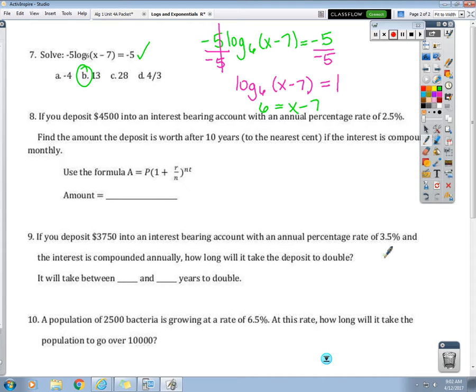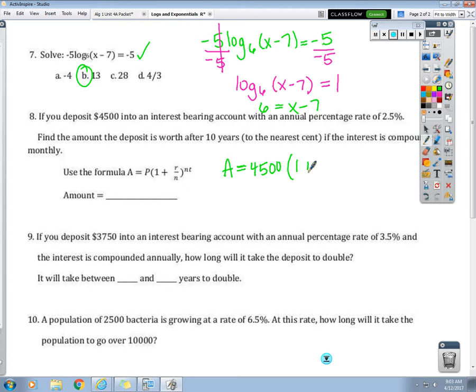If you deposit $4,500 into an interest-bearing account with an annual percentage rate of 2.5%, find the amount the deposit is worth after 10 years to the nearest cent if the interest is compounded monthly. Use the formula A equals P times 1 plus R divided by N raised to the NT power. So they tell you the formula to use. A equals what will go in the P place. Correct? That's what you open the account with.